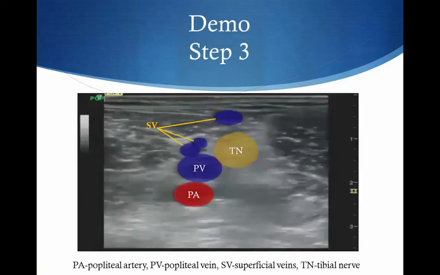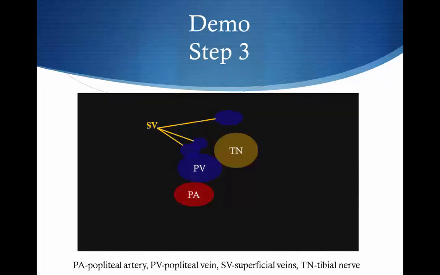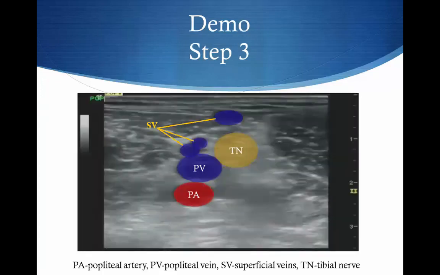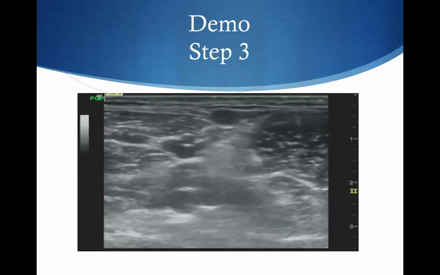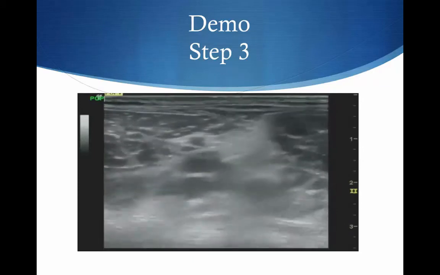Then there's some other things that can distract you, these superficial veins that I don't care what they're called, I don't care about looking at them, I really only care about the popliteal vein. And then you also may notice the tibial nerve in this view as well. Now let's see what that looks like.